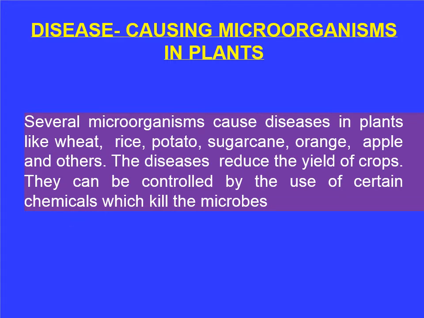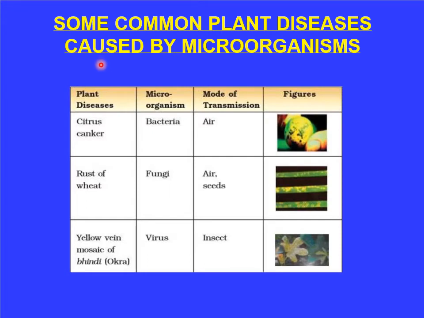Okay, so let's see in the next slide what are the different diseases caused by the microorganisms in plants. So children, here are a few names of plant diseases which are caused by the microorganisms. The first one is the citrus canker. It is a bacterial disease affecting citrus trees like lime, oranges, grapefruit, etc. And infection causes lesions. Lesions means wound or injury, either on the leaves, stems, or the fruit of the citrus trees. And how does it get transmitted to the other citrus plants? Through air. So the mode of transmission of this disease is through air.